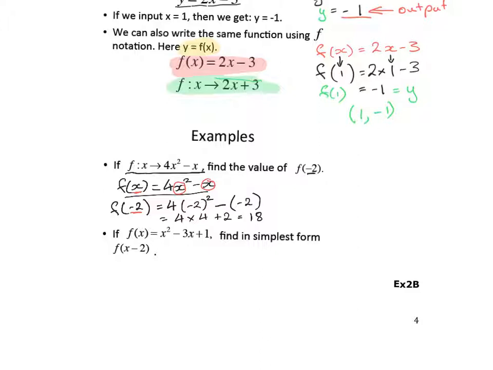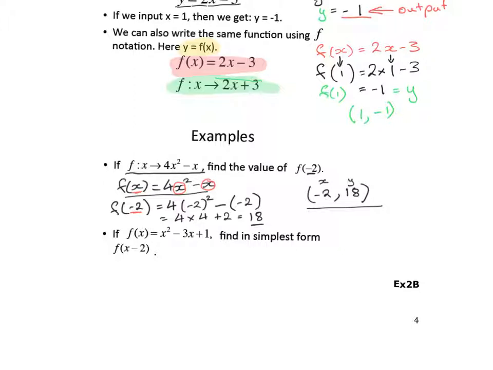Okay, so x was negative 2, and the value we got in the end was 18, so that's the y value. So that's the x value and that's the y value. You don't have to write this out for this question. I'm just trying to show you the relationship. Okay, so hopefully it's making sense.